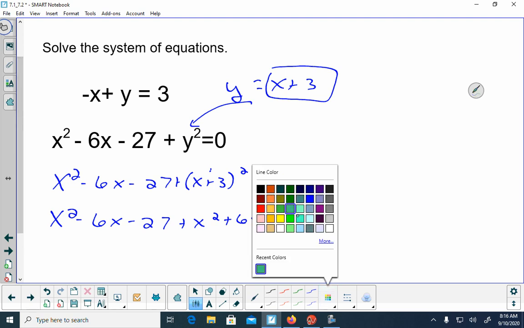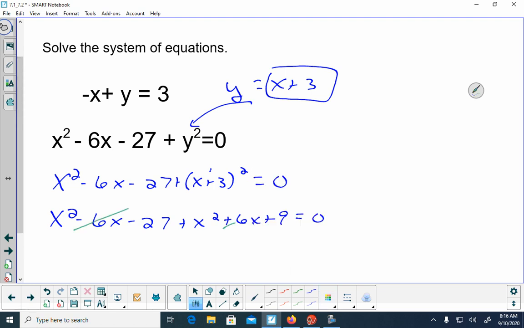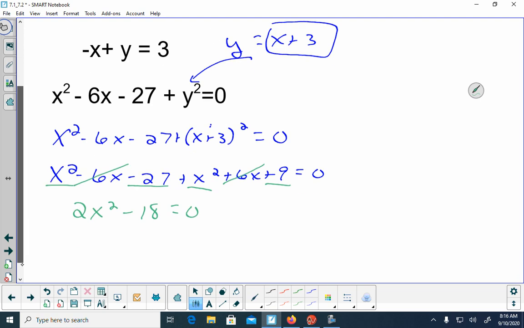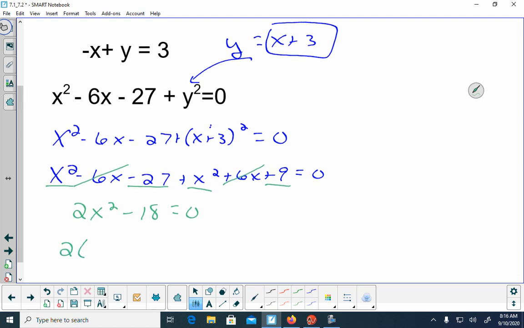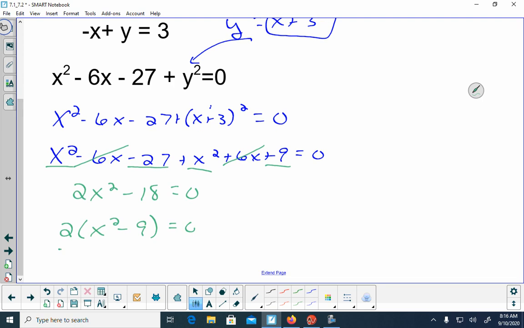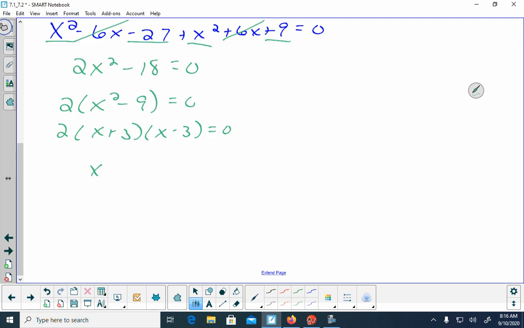When I look at this, I can see that the negative 6x and the positive 6x will equal 0. Combining like terms, I'm going to have 2x squared, and then negative 27 plus a positive 9 will be minus 18 is equal to 0. I'm going to factor out a 2, and this will be x squared minus 9 is equal to 0. And then this factors as (x plus 3)(x minus 3) is equal to 0. So I'm going to get x is equal to negative 3 and x is equal to positive 3.